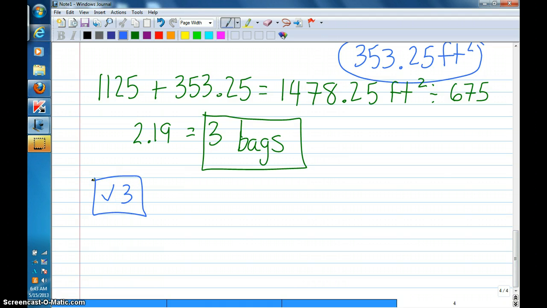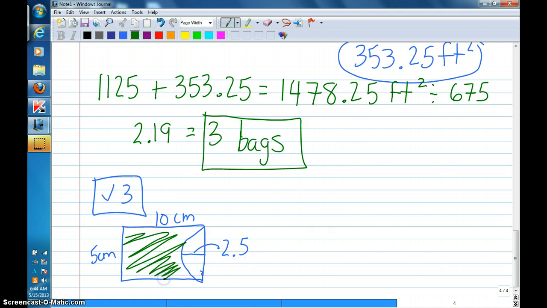So the last one I'm going to do is the check 3. Find the area of the shaded region to the nearest tenth. So again, I have a rectangle, I have a half of a circle, 10 centimeters, 5 centimeters, and they give us the radius is 2.5. And this is the only shaded in part. So what I would do is I'm going to figure out the area of the rectangle first. 10 times 5, or the full rectangle, is 50 centimeters squared.